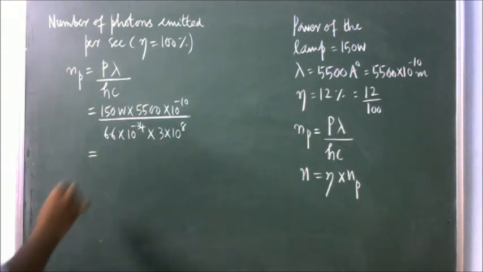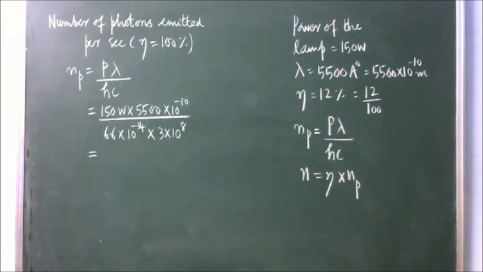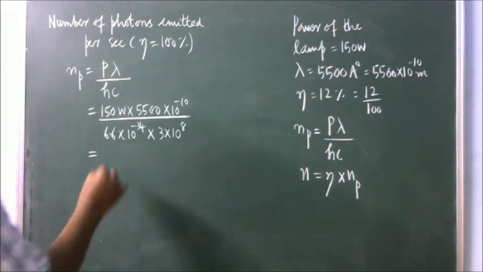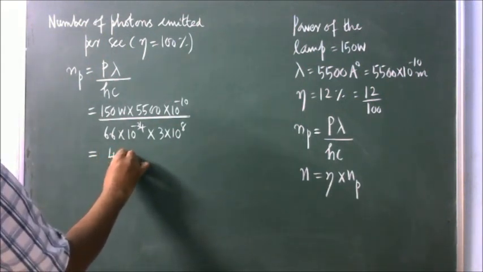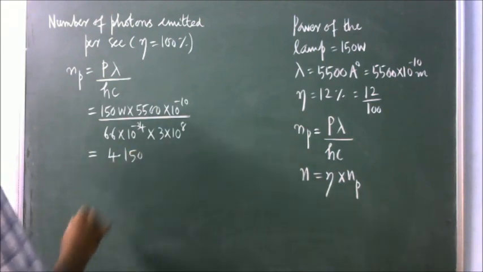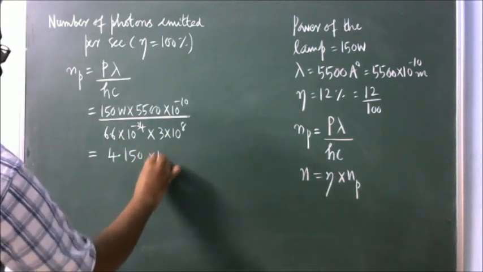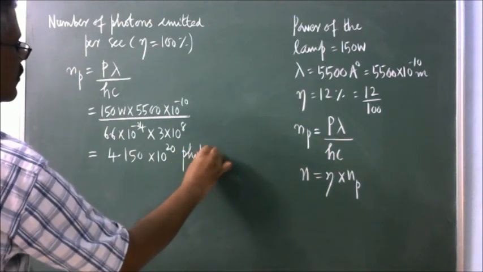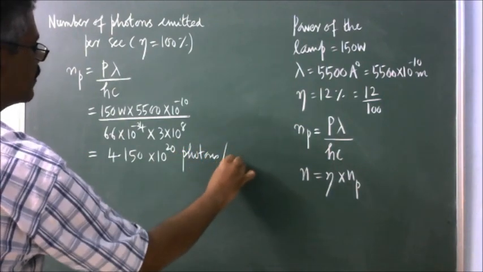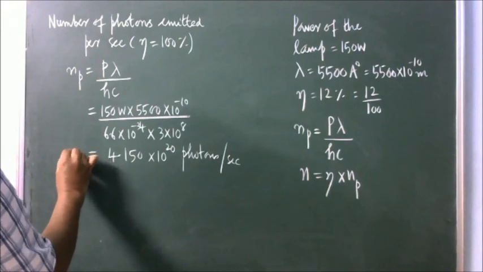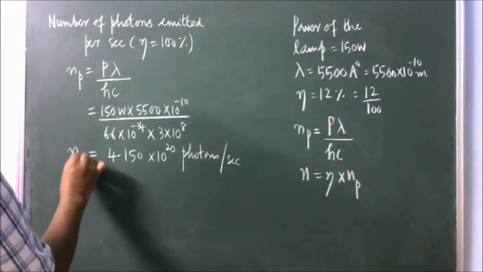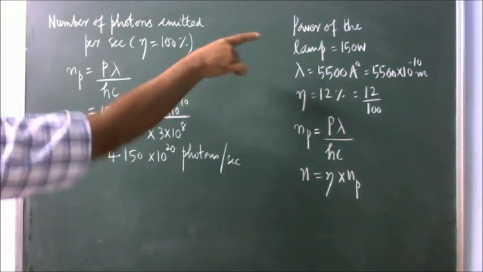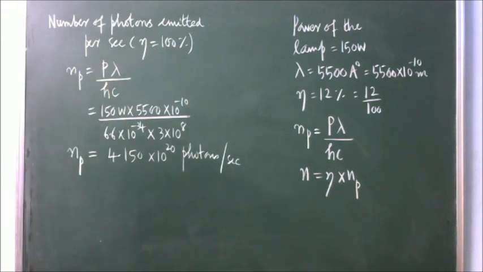After substitution, with the help of a calculator we can calculate the answer. It becomes 4.150 into 10 to the power of 20 photons emitted per second. So after simplification you will get the answer. These are all the number of photons emitted from the lamp when the efficiency is 100%.